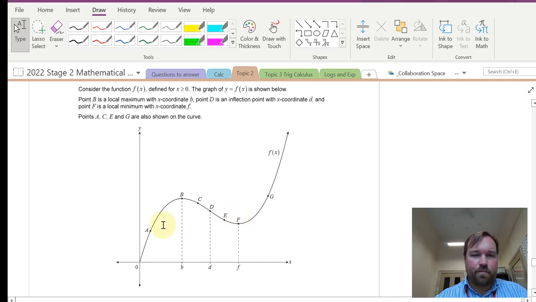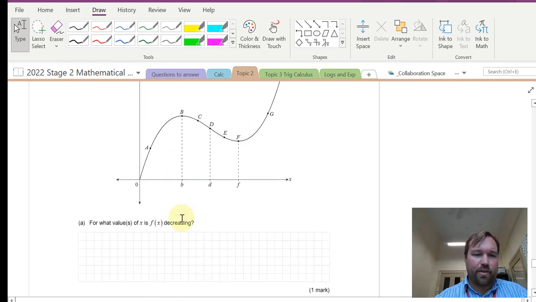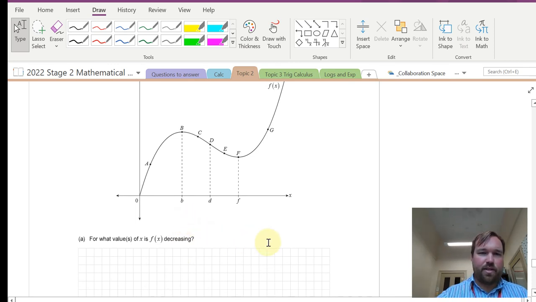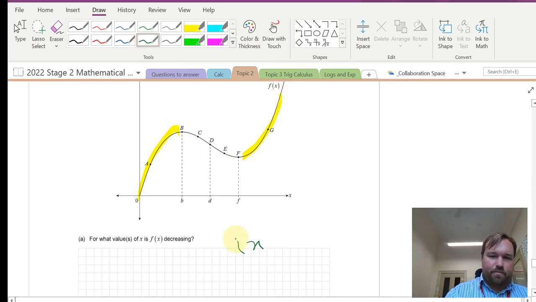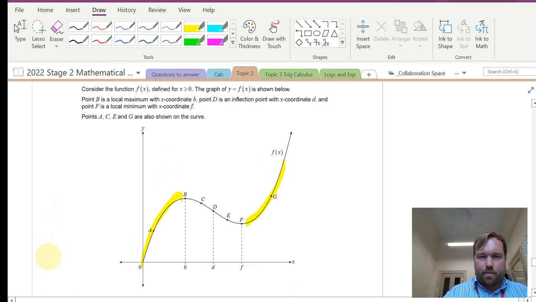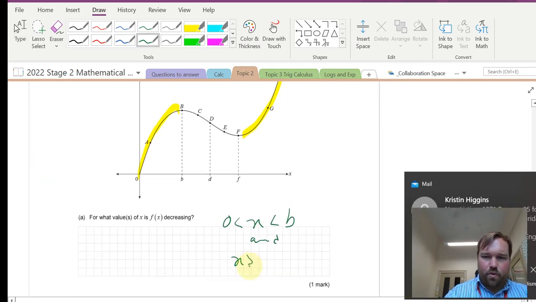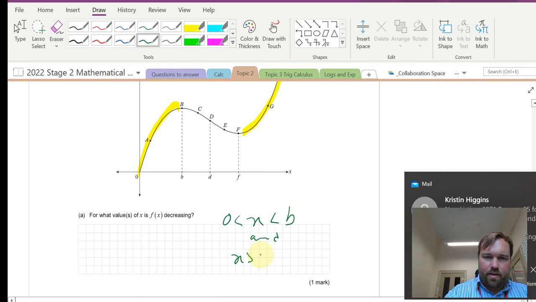Cool. All right. For what values of x is f of x increasing? All right, it is increasing here and increasing here. So we would say x is between 0 and b, and x is, we've got an arrow on the end, greater than f.